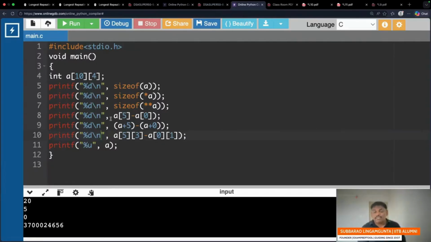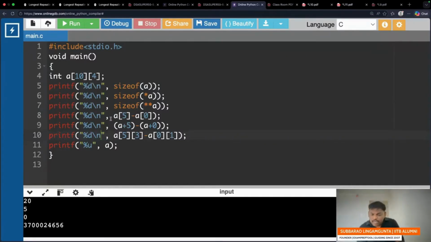A of 5 means *A plus 5. Remember, in the 4th one, if you observe, the row level is over. Rows selected, already selected, means the row level is over. From now onwards, it is a 1D array. Please be careful. Now onwards, it will become a 1D array. In the 1D array, plus 1 means one element skipping.